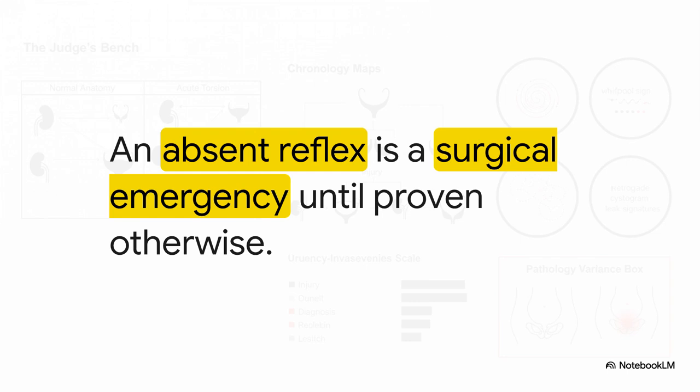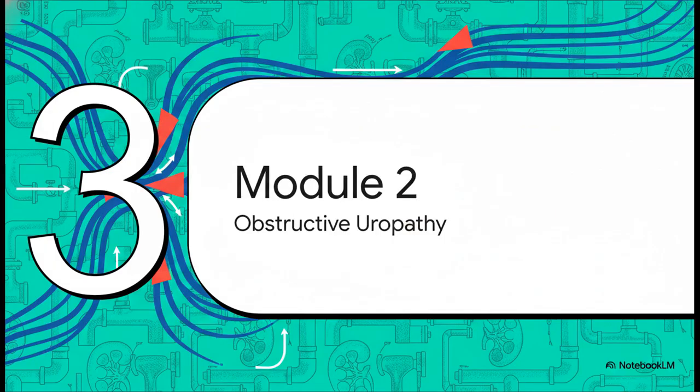I need you to lock this into your brain permanently. An absent cremasteric reflex in the setting of acute scrotal pain is a surgical emergency until proven otherwise. Do not, I repeat, do not, get distracted by a history of sports injuries or some vague timeline. Absent reflex equals torsion. End of story. Execute the surgical protocol.